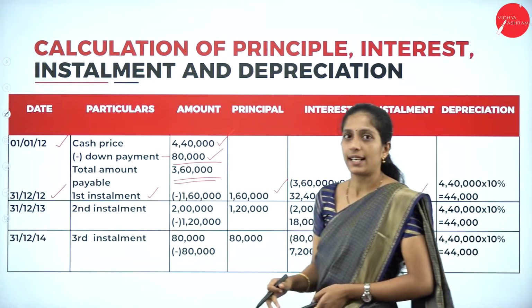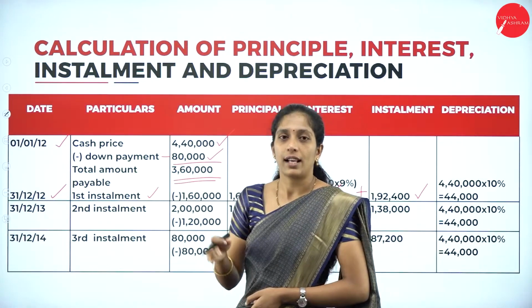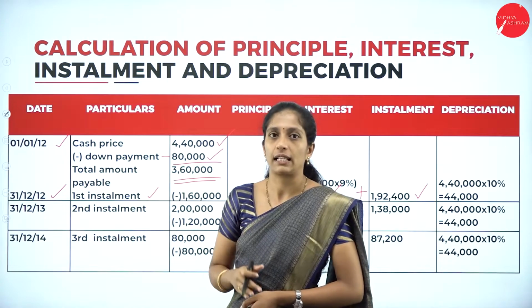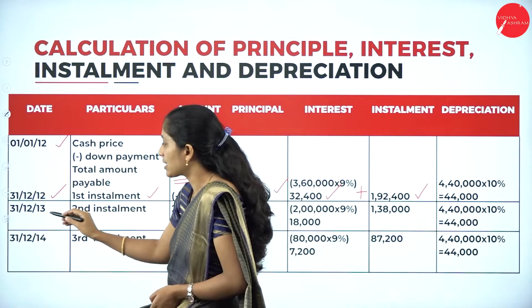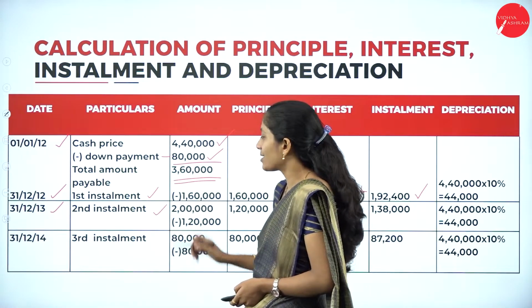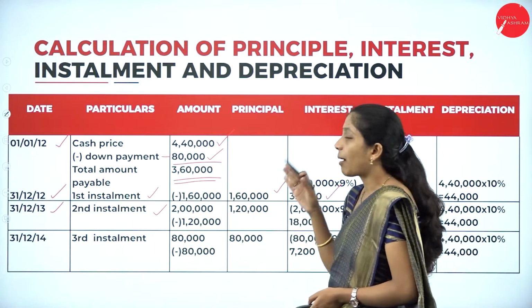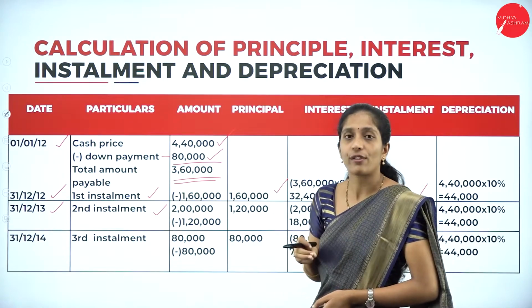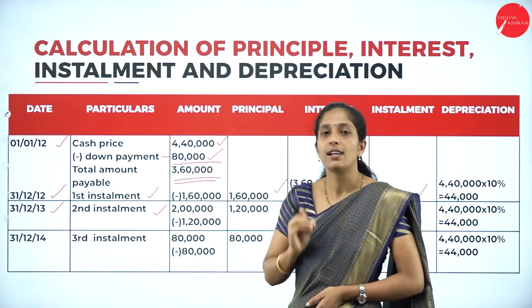Now come to the second year. At the end of second year, that is 31st/12/2013, Manjula is making the payment. We are going to make the second installment. Now, what is the amount payable at the end of second year?